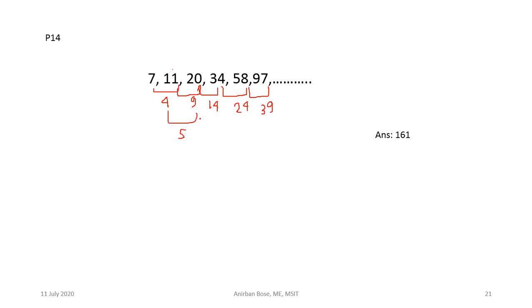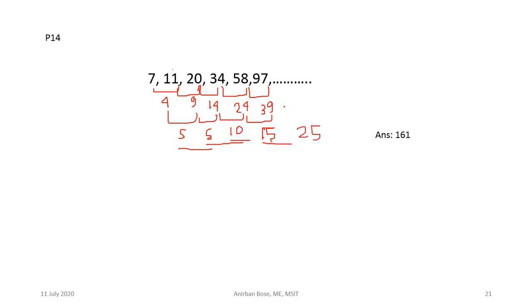5, 5, 10, right? And then 24 to 39 is 15. Can you find any relationship? 5, 5, 10, 15. If you are not getting any clear relationship, you can at least think that this 10 we are getting from 5 plus 5, right? This 15 we are getting from 5 plus 10. So kind of a Fibonacci series. Maybe the next term will be 15 plus 10, which is 25.